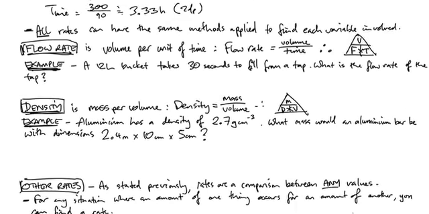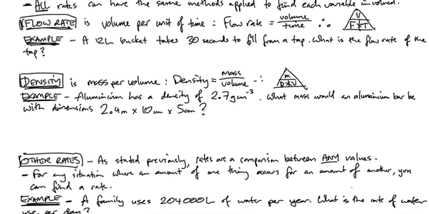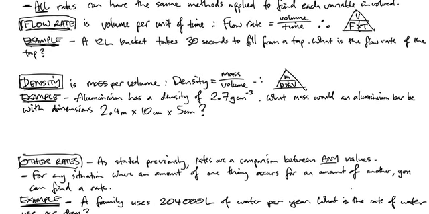All rates, okay, can be used with a similar system. All rates can have the same method applied to find each variable involved. So let's show you with flow rate as well. Flow rate is a volume per unit time, so flow rate is equal to the volume divided by the time. Therefore the triangle is going to look like this, similar to speed.